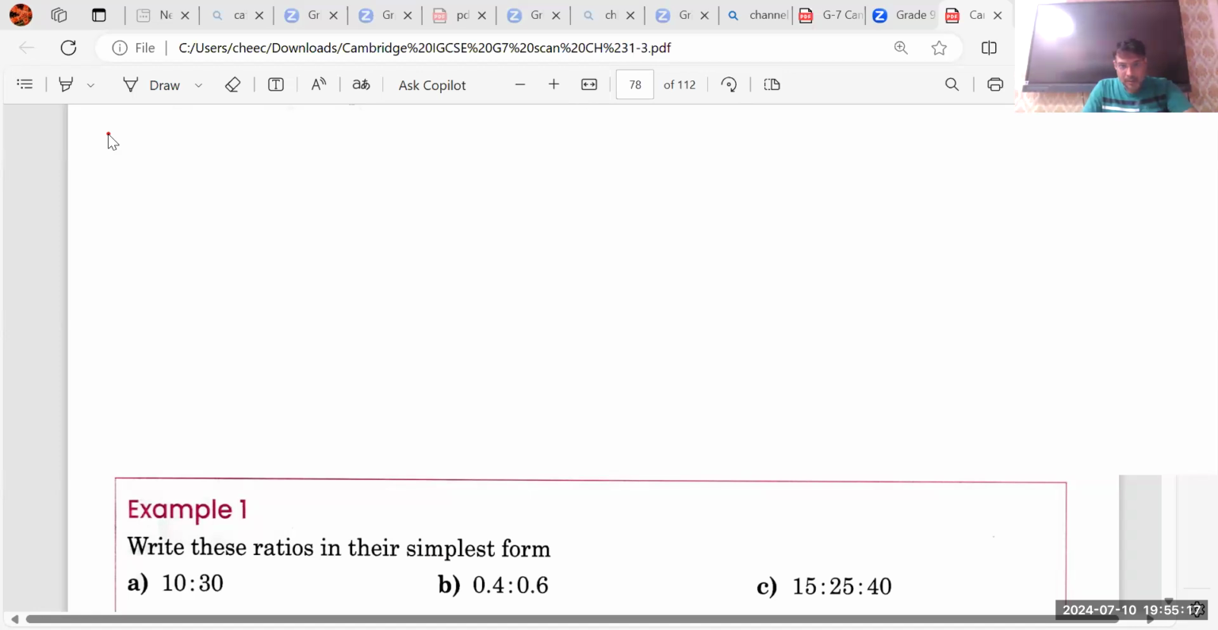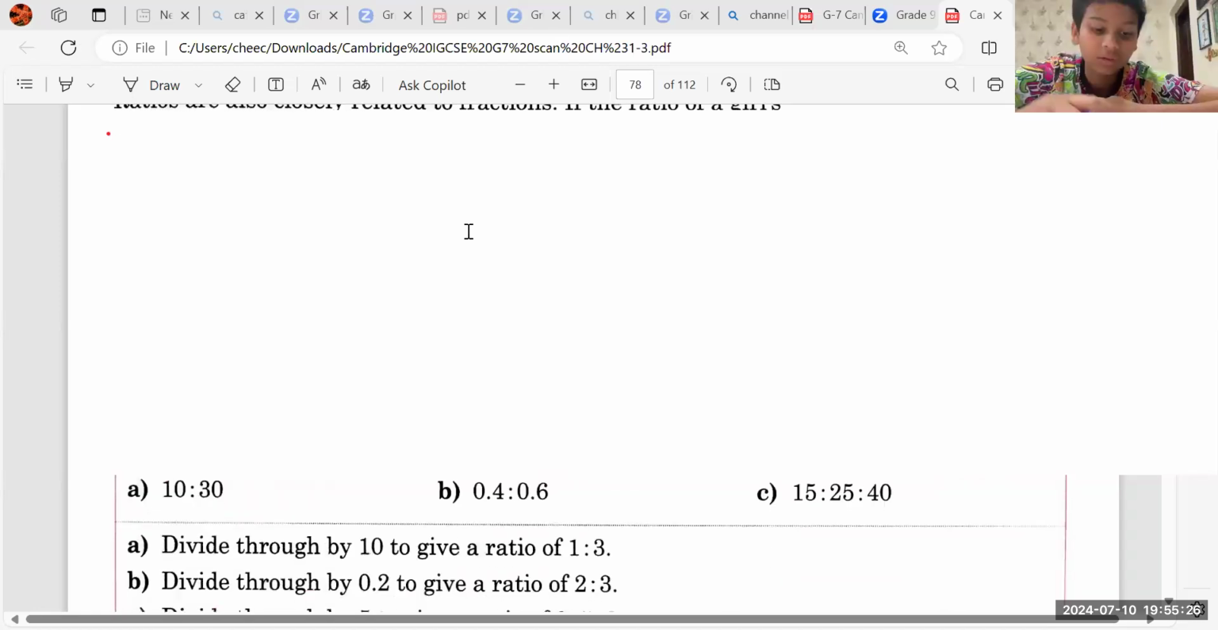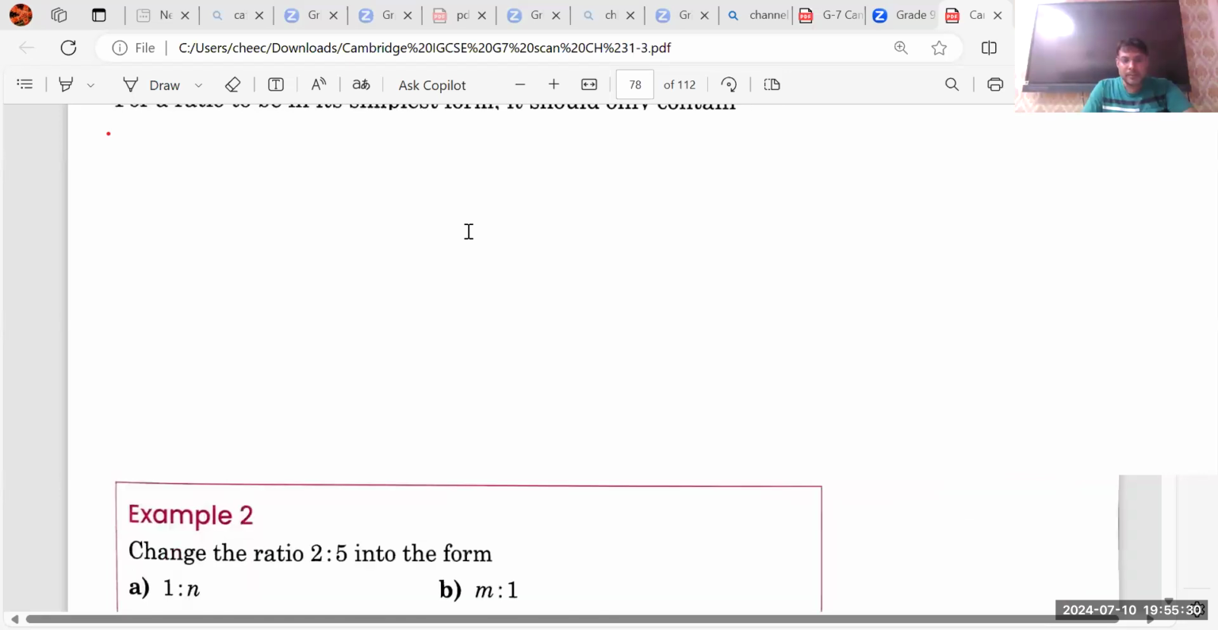Samay correct, Puvarsa correct, and Anvi correct. So Tanish, you can speak the second answer. Sir, 2:3. Yes. Next.